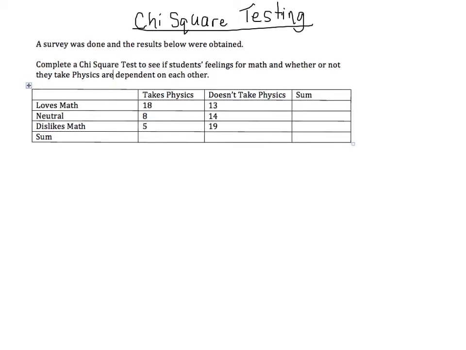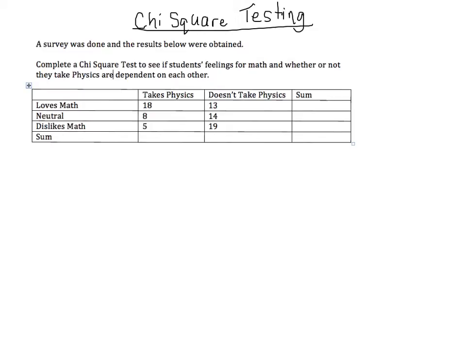Chi-squared test is a test used to see whether or not two categories are independent or dependent on each other. So for example, I wanted to see whether or not a student's feelings for math is independent or dependent on whether or not they take physics. In order to do that, I would have to take a survey, and I would have to count up the frequency of students who take physics and love math, who don't take physics and love math, and so on and so forth.